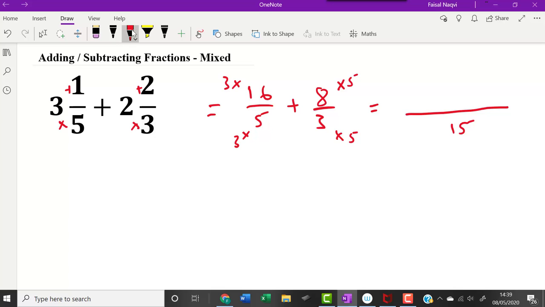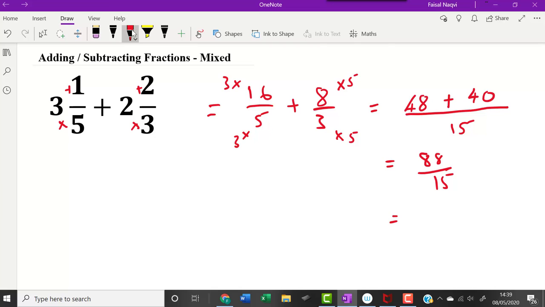Well, 3 times 16. 3 times 10 is 30. 3 times 6 is 18. 30 plus 18 is 48. 5 times 8 is 40. So I have 48 plus 40 is 88 over 15.